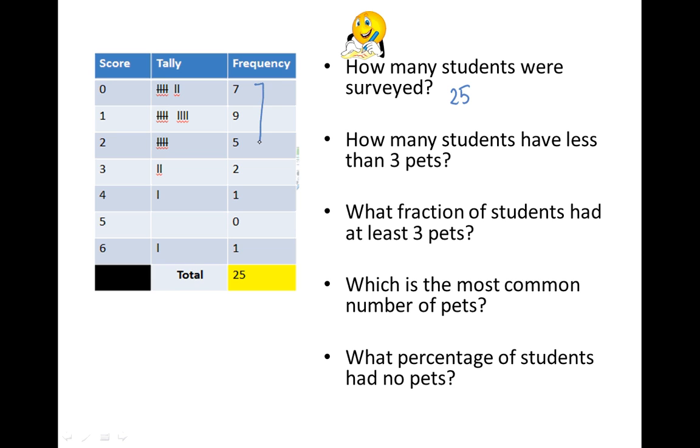We can see how many students have less than 3 pets. So that's less than 3 are these ones up here. So we can add those up. 5 and 9 is 14, plus 7 is 21.